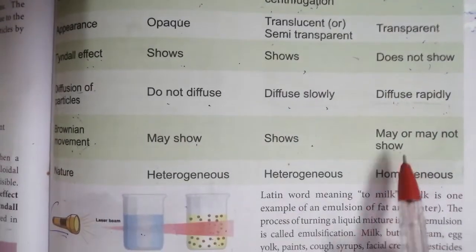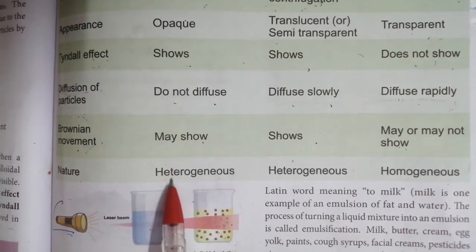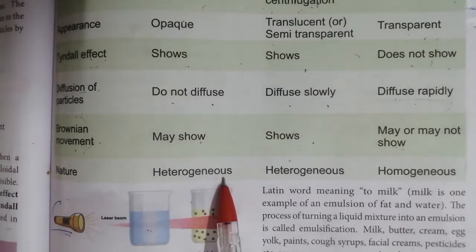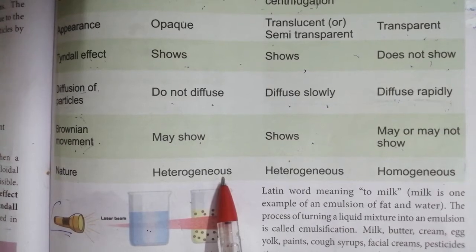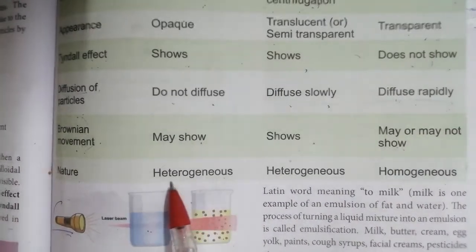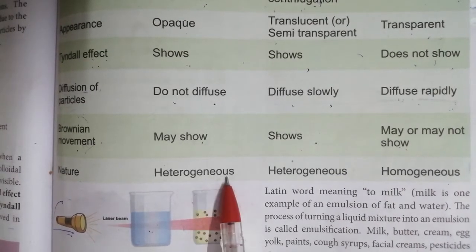Okay, and see nature. Here the suspension solution is heterogeneous in nature. Why are we saying heterogeneous in nature? Because we can see two layers. One is a solid layer and another is a liquid layer, right? So we can see two layers, so it is heterogeneous in nature.